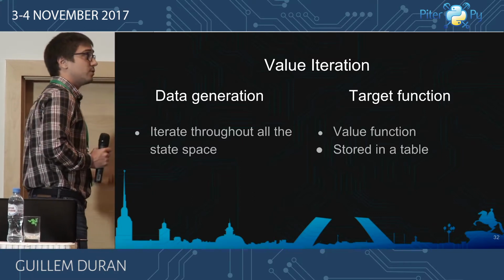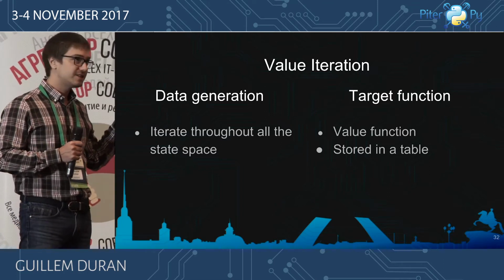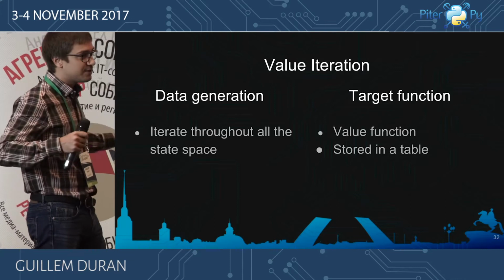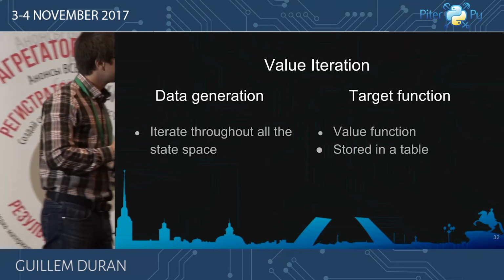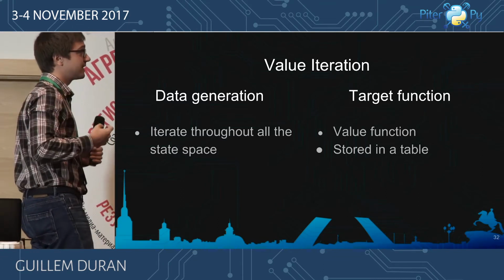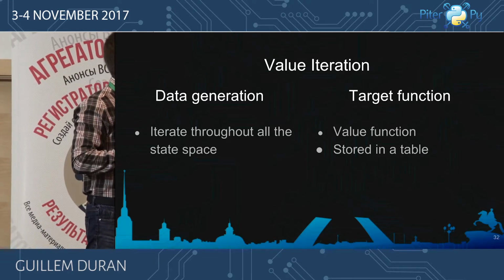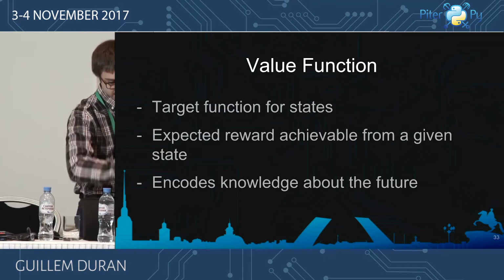The first algorithm I will explain is the value iteration algorithm, in which the data generation process is pretty simple. You just need to take every state and every action available into account. Pure iteration, brute force. And in order to build your target function, we will build a table which is called the value function. But what's a value function?